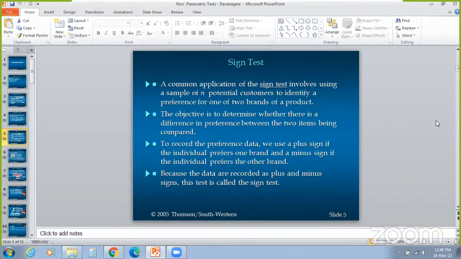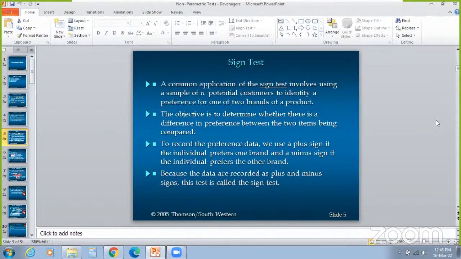I have just told you that the objective of this sign test is to determine whether there is a difference in the preference of the customers between the two items, the two products being compared. Is there any difference in the perception of the customers or not? For that purpose, in practice, you have to record the preference data of the customers, that is, whether the customer prefers A or prefers B.